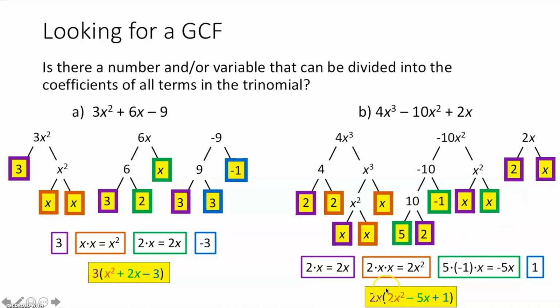And you're done. Again, you will get to a point where you don't have to do a factor tree for each one. You can just look up here and see, oh yeah, a 2 divides into each of these, and an x divides into each of these. So I take out a 2x, and then on the inside of the parentheses, I divide each of these by 2x, and whatever's left for each one, that's what goes in here.